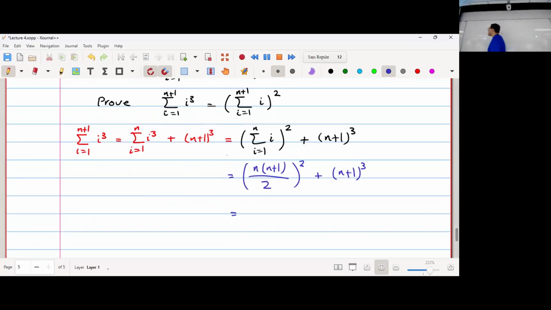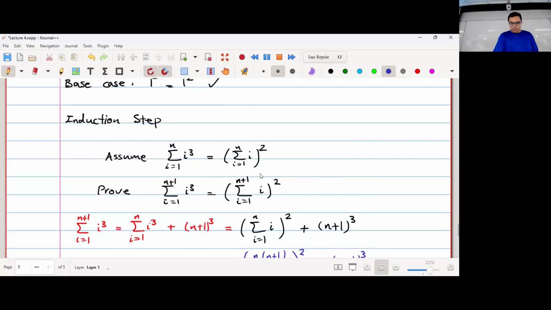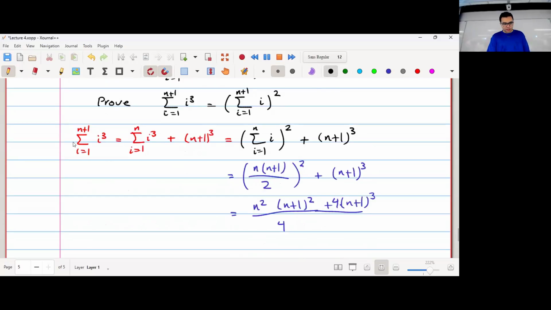Now expand this. I'm too lazy to do it. Whatever, it's n squared times (n+1) squared over 4, plus (n+1) cubed times 4 over 4. I want to show that this is actually equal to this side: the sum of i from 1 to n+1 of i, all of it squared. So let's expand this side as well. This is what I started from the left-hand side, and this is what I got.